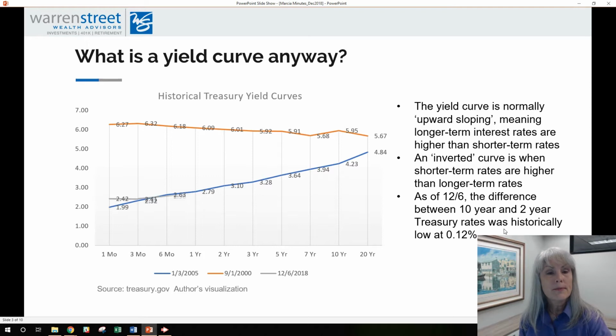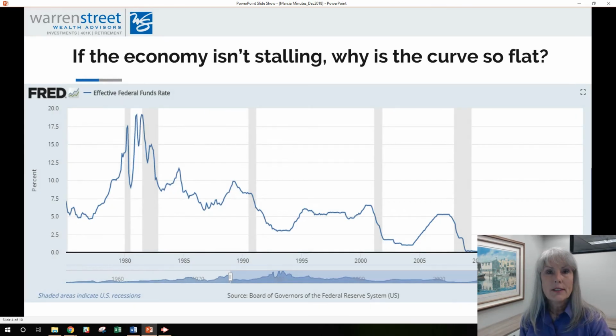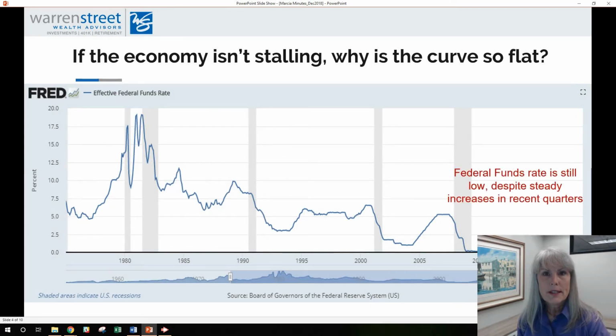Where we're at now, we have a flat yield curve. We have short-term rates around 2.4, long-term rates at about 3. So not very much difference, and people are getting nervous, and rightfully so. But why do we have a flat curve? What's happening today? Well, the Fed is definitely active in the marketplace.